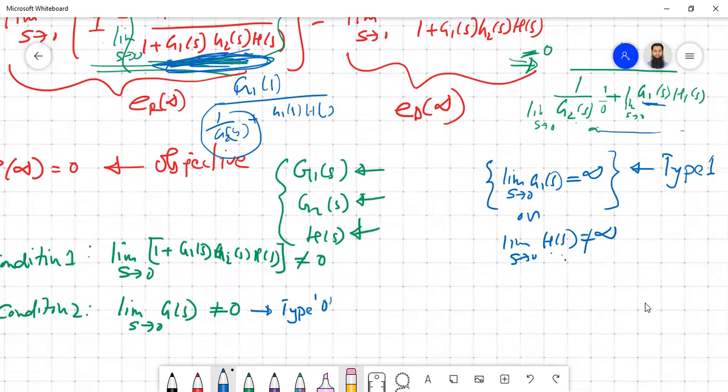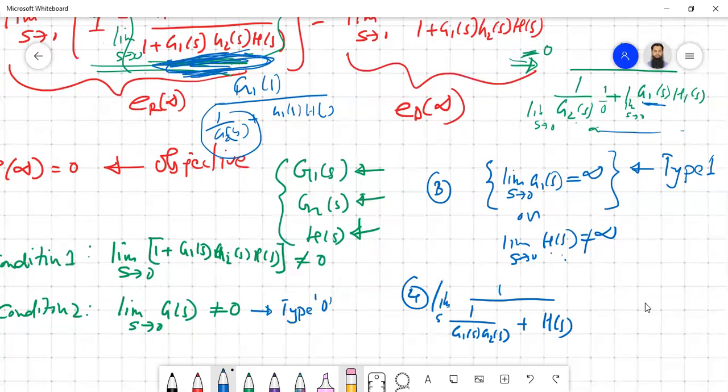What about H? For finding H, that is condition three. Now condition four: for this term to be one, if we divide both the denominator and the numerator by G1(s)G2(s), we have 1 over (G1(s)G2(s) + H(s)). Now we have to apply the limit. We already know that the limiting value of G1(s)G2(s) is infinity, so this term is one by infinity, which becomes zero.